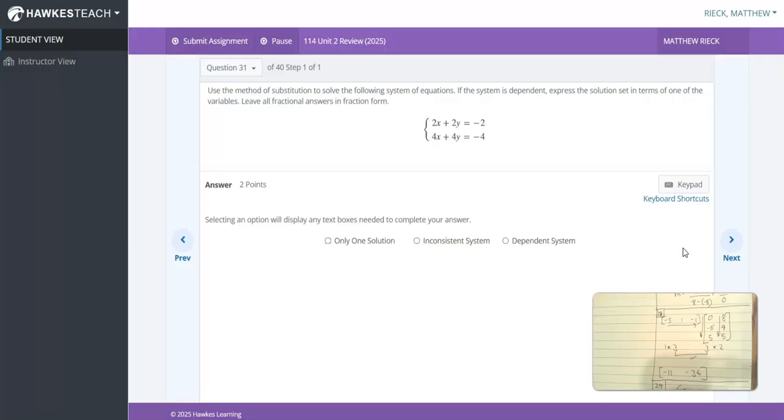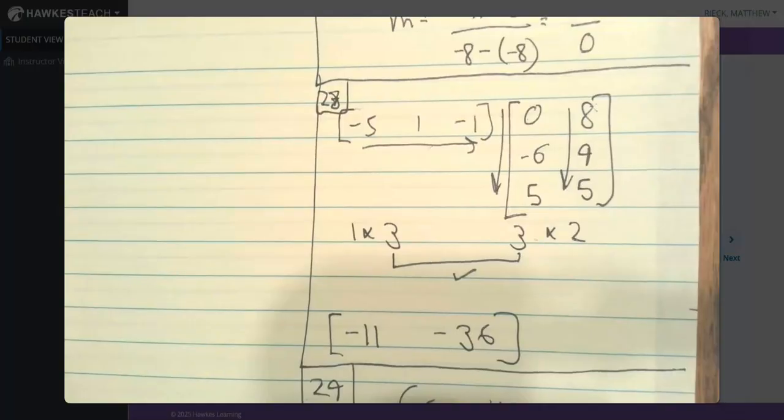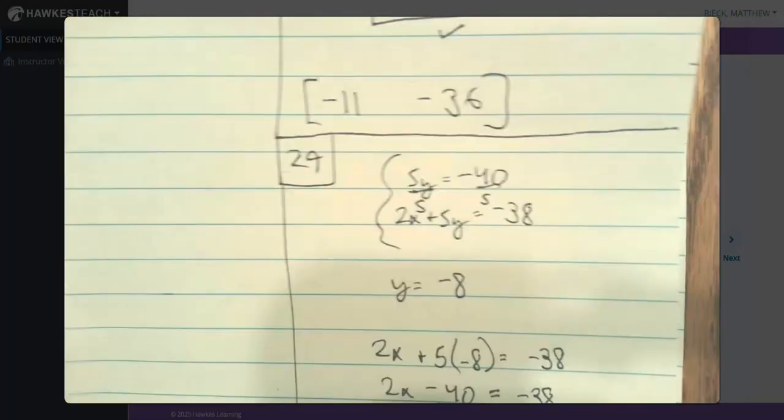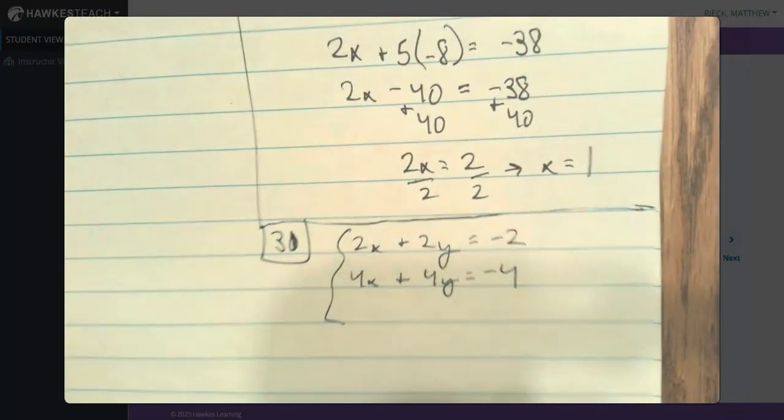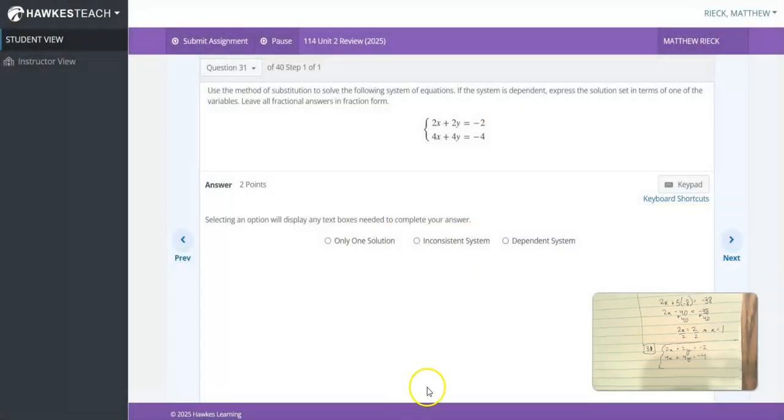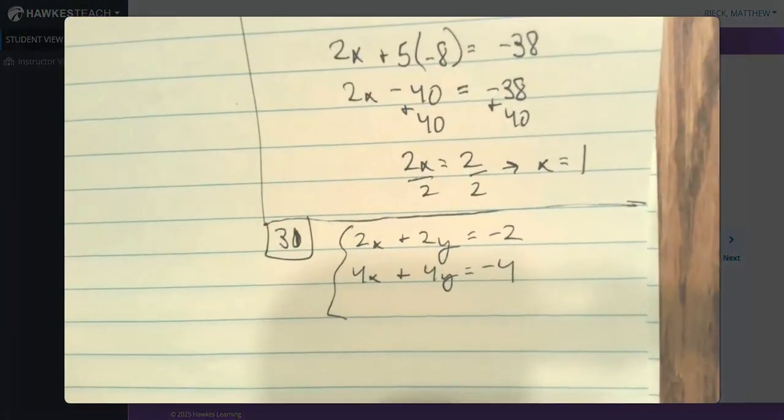So next, again, we have a system of equations here. So in this case, we have a system of equations.